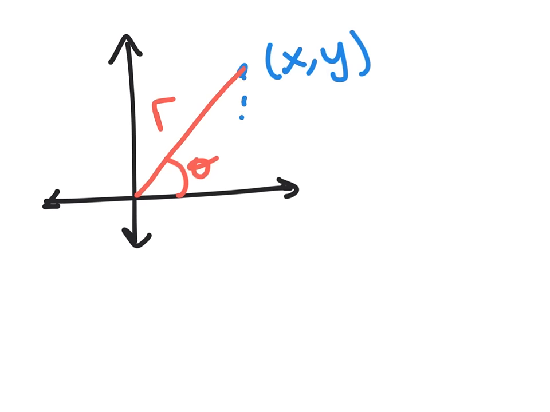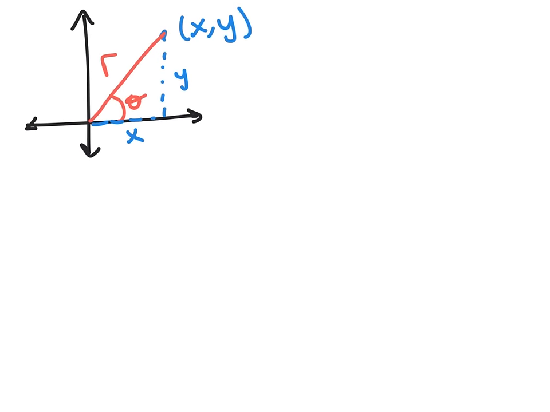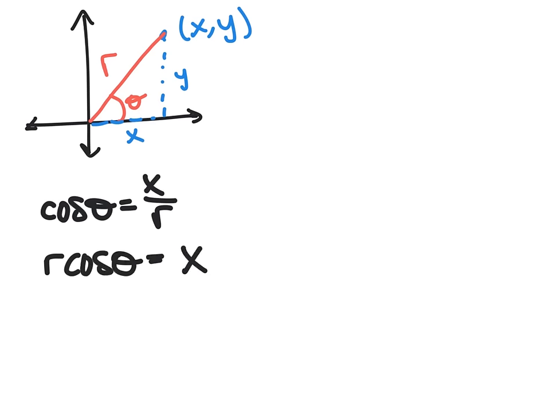Now we could actually build a right triangle off of this, and we could say that this is the distance x, this distance y. And from this we can build a few important and helpful equations. So from this we can see that the cosine of theta would just be the adjacent over the hypotenuse. So r cosine theta would equal x. And by the same token with sine theta, we could say that r sine theta is equal to y.